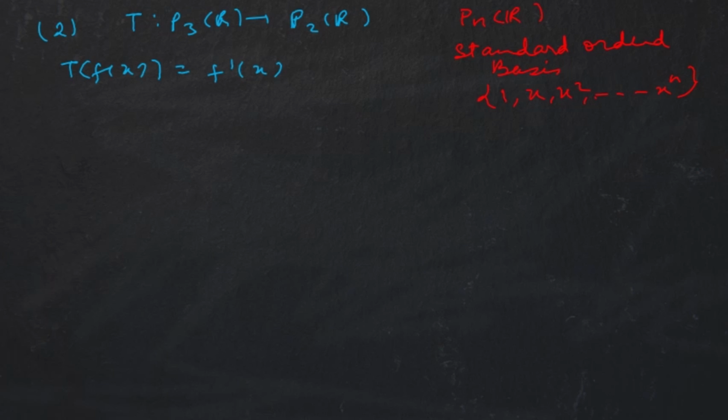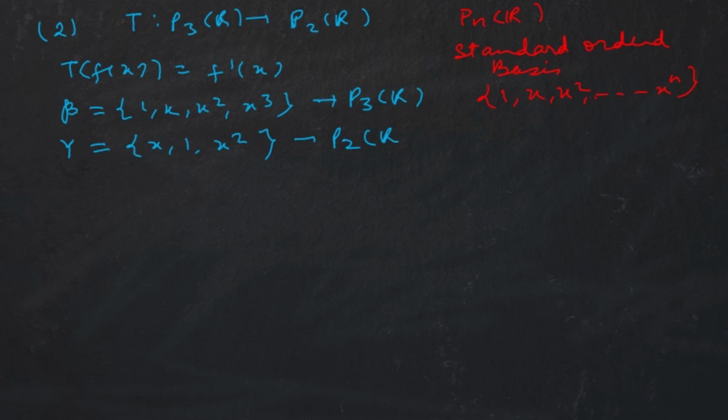So now let's consider the bases. Beta is the basis for P3(R), which is the standard ordered basis, that is 1, x, x squared, and x cubed. And this is the basis for P3(R). Gamma is equal to {x, 1, x squared}. This is the basis for P2(R). Now note that this gamma is not the standard basis for P2(R), right? Because the ordering is different. In the standard basis for P2(R), we consider 1, x, x squared, but in gamma we have x, 1, x squared.